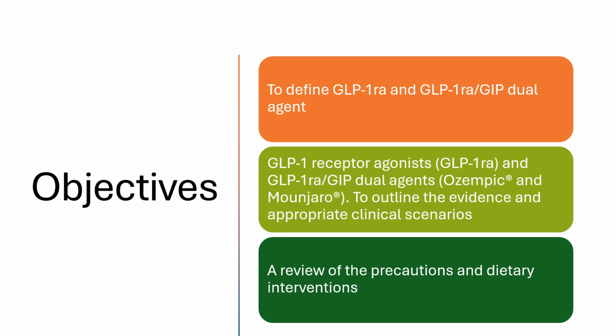We're going to talk about GLP-1s and GLP-1 GIP dual agents. Ozempic would be an example of a GLP-1, and Mounjaro is an example of the dual agent. We're going to outline the evidence and the appropriate clinical scenarios for use, and I'm going to talk about the precautions and dietary interventions associated with this medication.